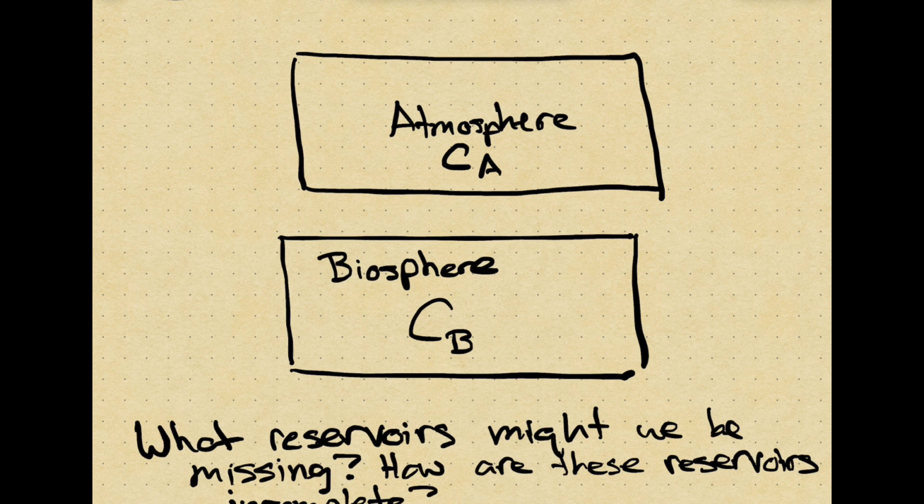So now what we want to do is ask how these two reservoirs are linked to one another. That is, how does carbon get from the biosphere to the atmosphere, and how does carbon get from the atmosphere to the biosphere? Okay, let's focus on one of these directions first. What about this arrow here of carbon going from the atmosphere to the biosphere?